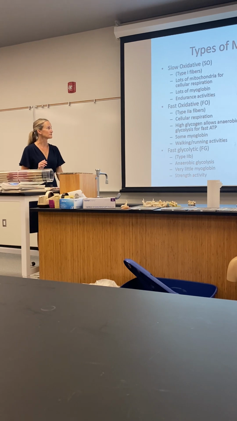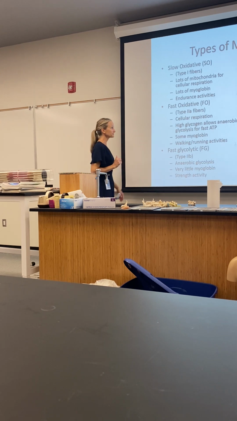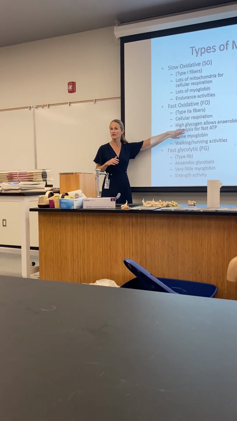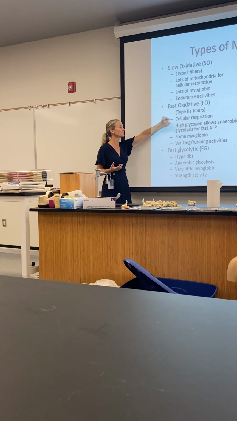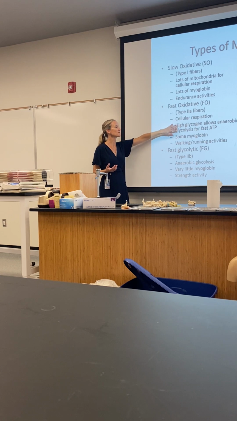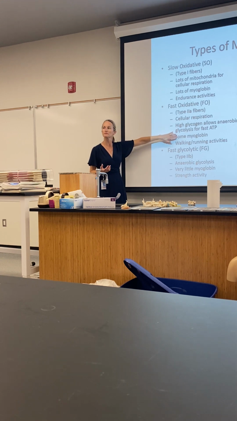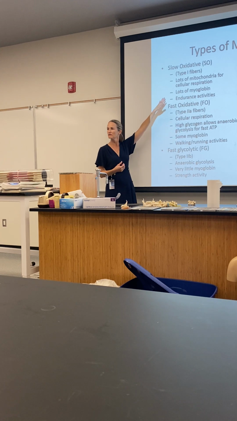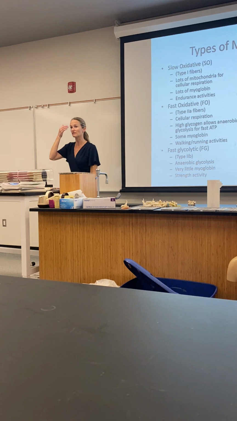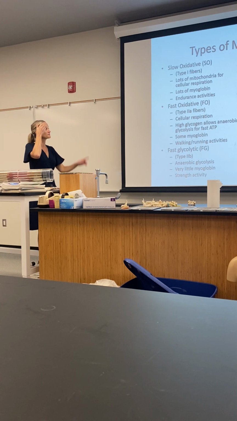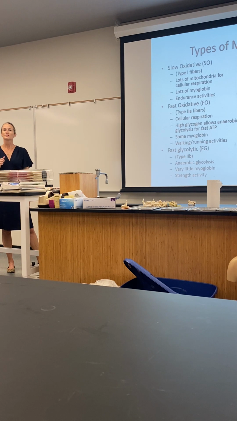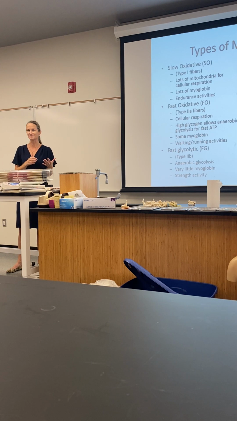The fast oxidative fibers are the type 2As. So these guys have some glycogen, right? So that's that glucose storage protein that these guys have as well. So they have some glycogen. They have a little bit of myoglobin. So they're able to also draw oxygen, but maybe not quite as well as the slow oxidative fibers. These fast oxidative fibers, they're kind of like, maybe like the second best at endurance activities.